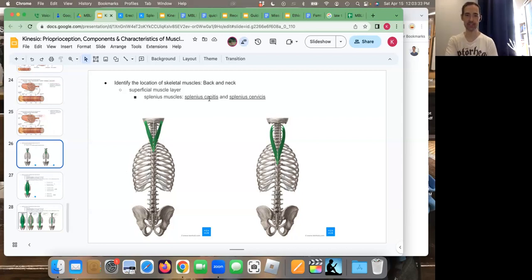Splenius muscles. That's the splenius capitis, splenius cervicis. Capitis for head, cervicis for cervical spine. Splenius means thin. So the splenius muscles. So if they say what muscles among these choices can do neck extension, the splenius muscles would be some of the muscles you would look for in the choices. Any confusion about that before we move on?